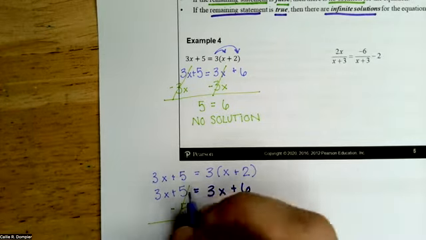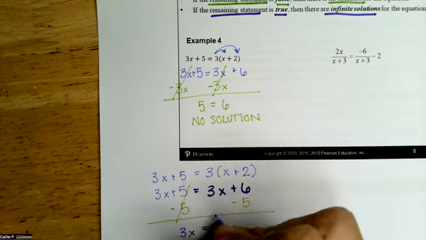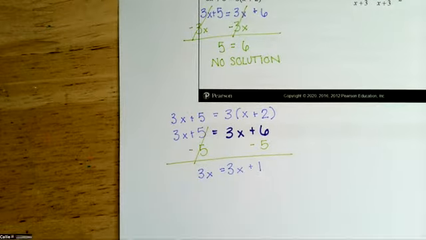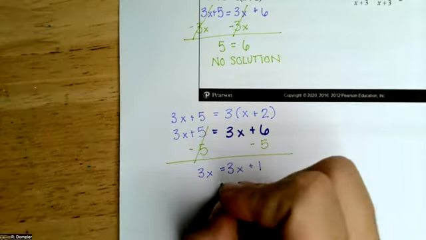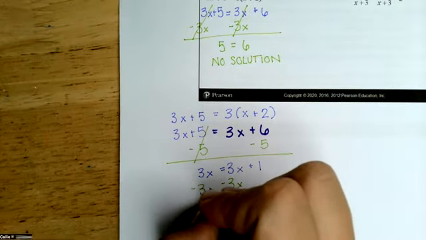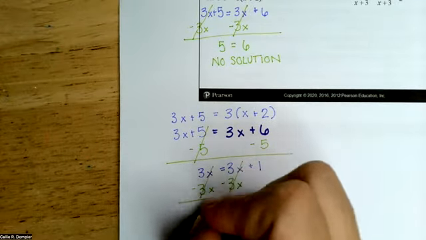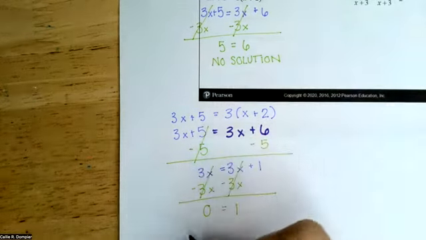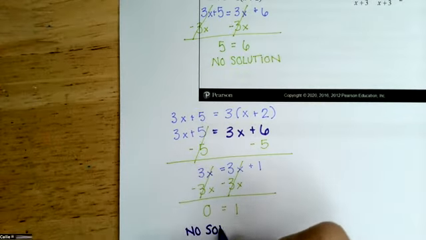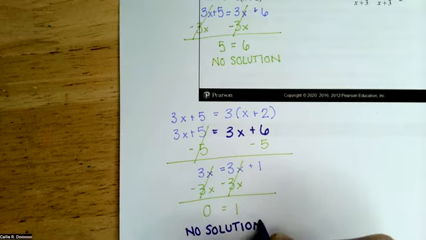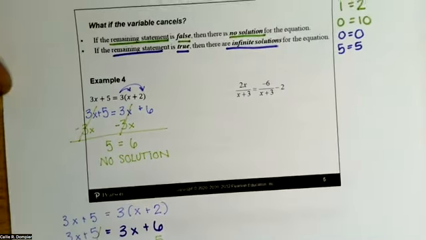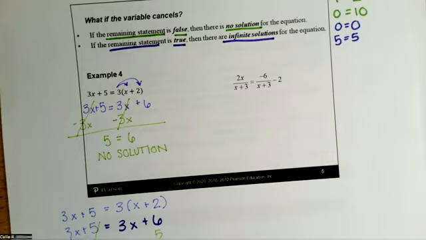Now I have 3x equals 3x plus 1. We can kind of see that that's not going to be true, right? I'll move that 3x. They cancel. I get a 0 equals 1, okay? Either way, it's still no solution. In both of those situations, you do not have anything that is true. 5 is not equal to 6 and 0 is not equal to 1. So those are no solution no matter how you choose to solve it, okay?